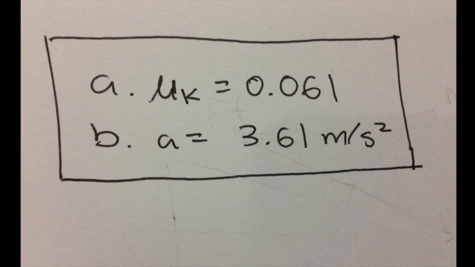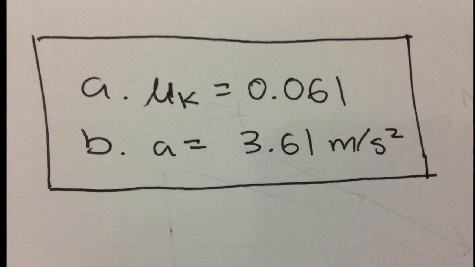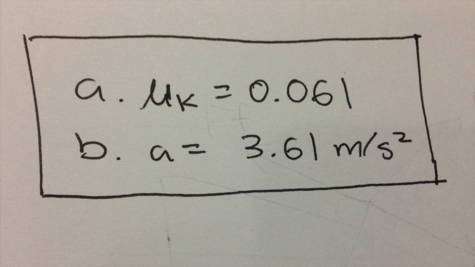The final answer for part A should be mu k equals 0.061 and part B, a equals 3.61 meters per second squared.